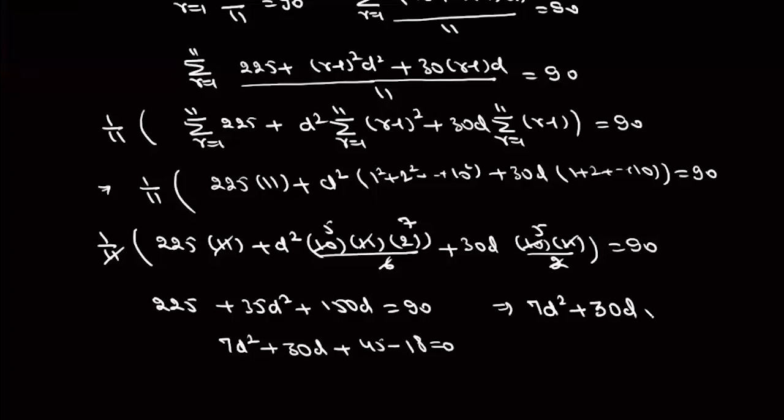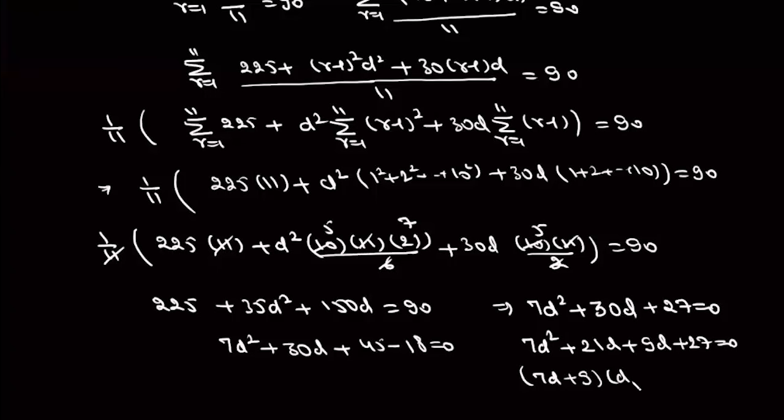plus 30d plus 27 equals 0. Now this is 7d square plus 21d plus 9d plus 27 equals 0. So we can write (7d plus 9) into (d plus 3) equals 0. So value of d is either minus 9 by 7 or value of d is minus 3.